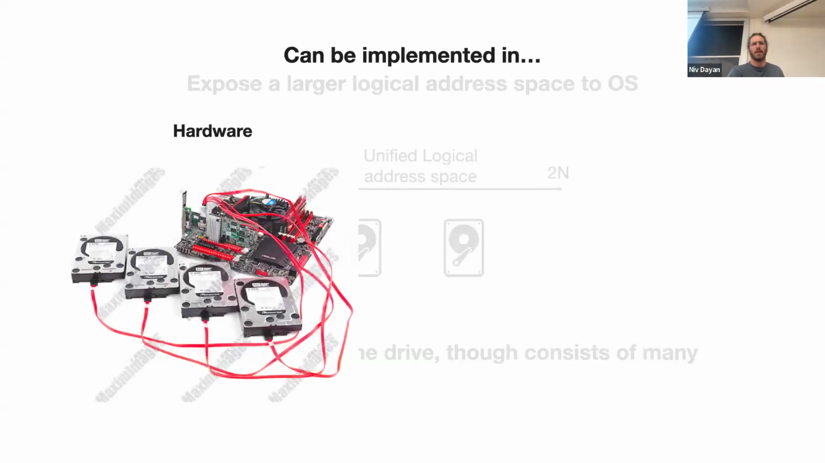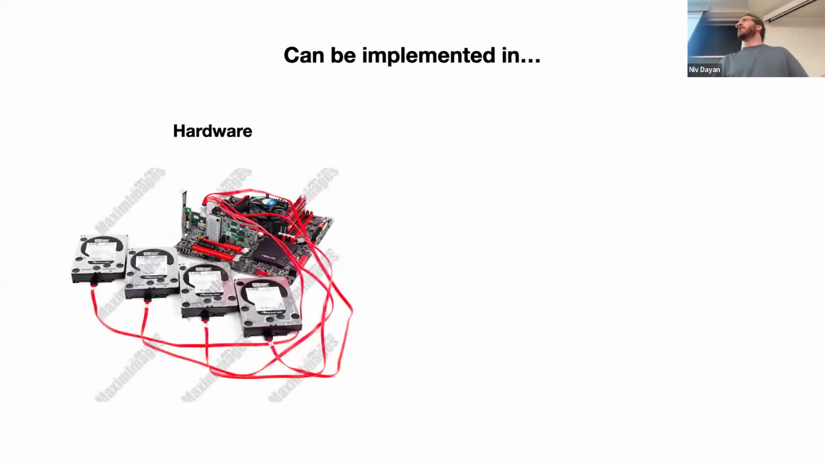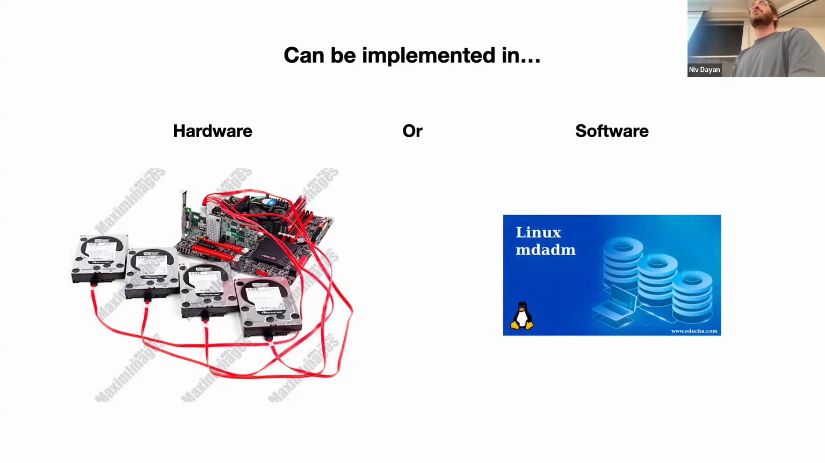RAID can actually be implemented in hardware. Here's an example of what this might look like: you might have a RAID card that multiple storage devices are connected to via wires. Or you could also have a software implementation of RAID. There's a Linux mdadm utility that you could use to create RAID in software across multiple storage devices that are plugged in. There are going to be some performance differences and cost differences, but it's all just RAID.